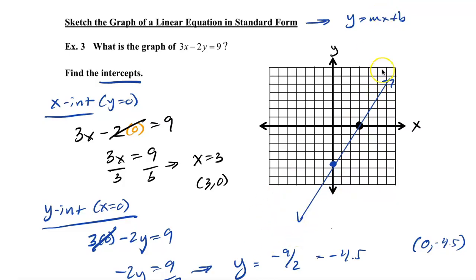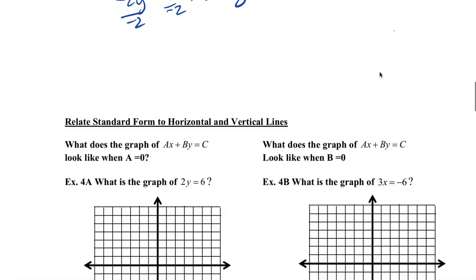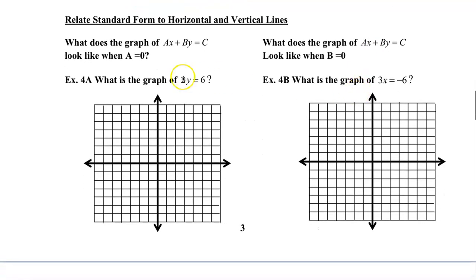Okay. Next up, how about horizontal lines? How about things that don't necessarily have a slope or y-intercept? So how do you graph it when there's only one variable? This is one of my favorite things in the world. What is the graph of 2y equals 6? All we're going to do is divide by 2. So what we're really asking is, what's the graph of y equals 3? So how do I graph that?